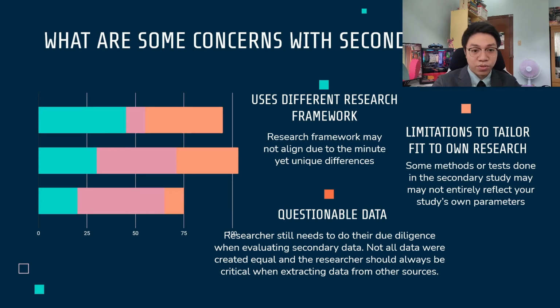And the next concern would be that there are limitations to tailor fit to your own research. Some methods or tests done in the study may not entirely reflect your own study's parameters. For example, you want to study the effects of titanium under compressive stress. However, the study that you found, where you're going to collect your secondary data from, only conducted studies on tensile stress. So that's something that you have to reconsider.